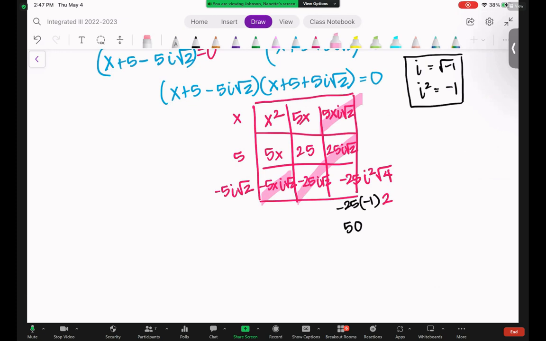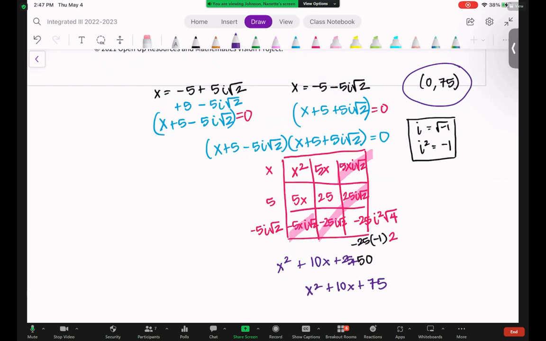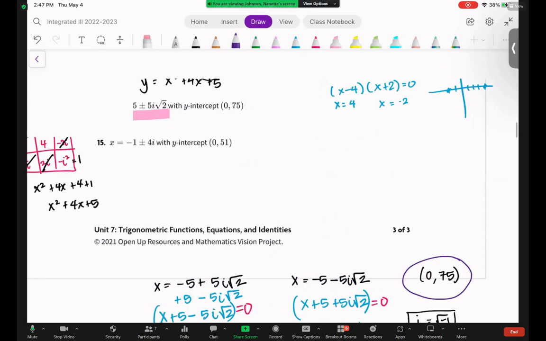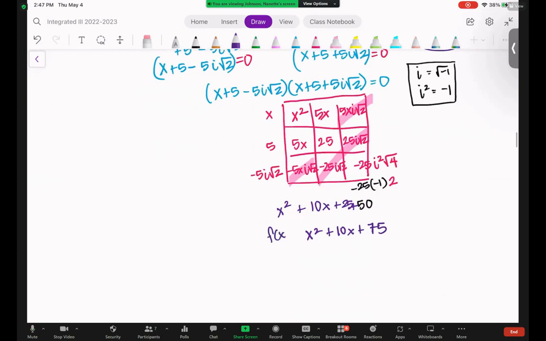Okay, and then here I'm just going to add like terms. I get x squared plus 10x plus 25 plus 50, which is x squared plus 10x plus 75. Okay. And then all I do is make sure that when I plug in 0, I actually get out 75. So when I plug in 0, yeah, I get 75. So here's my function, and that's pretty much it. So that's actually it. F of x equals x squared plus 10x plus 75.